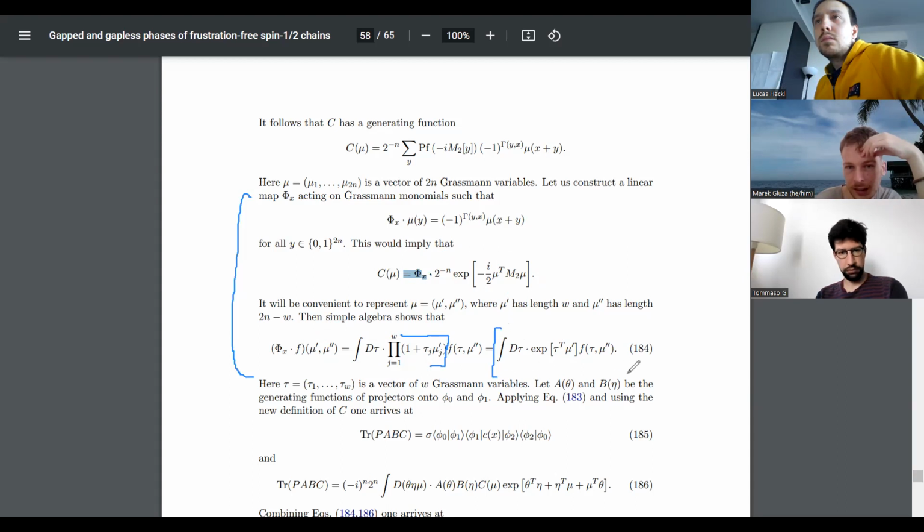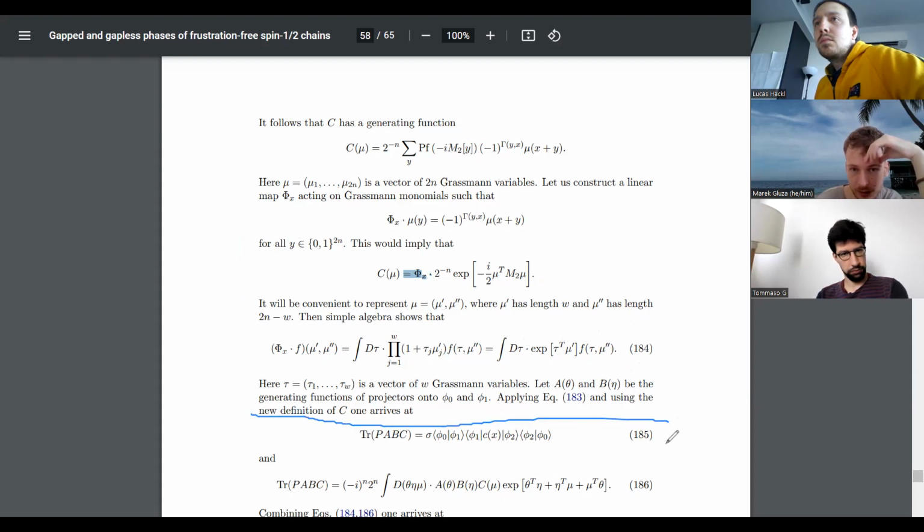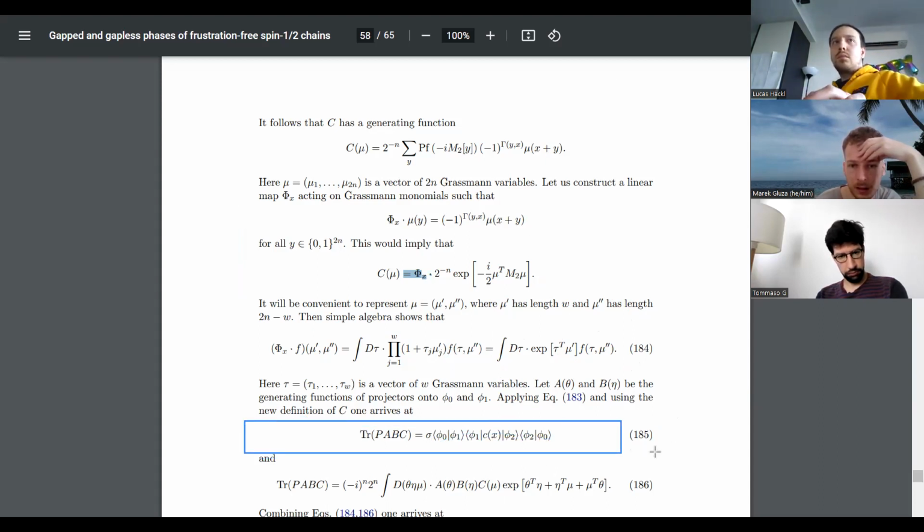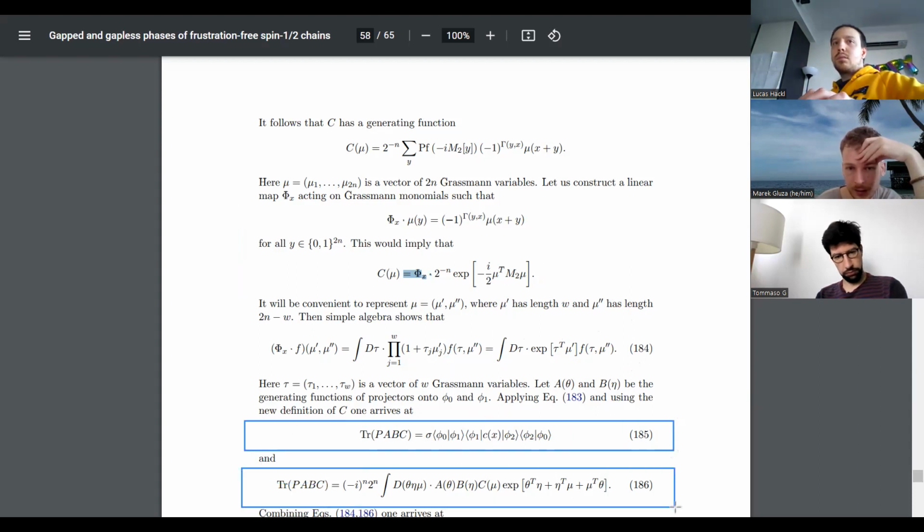So this is an explicit representation of phi X as a Grassmann integral. So there will be one more additional Grassmann integral going on here. So now basically the fun begins, because this is exactly what we wanted to compute. And then we arrive at this.